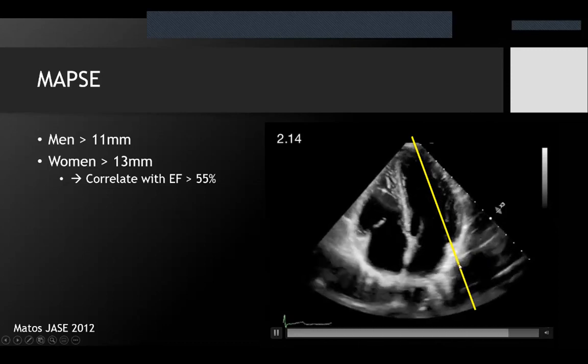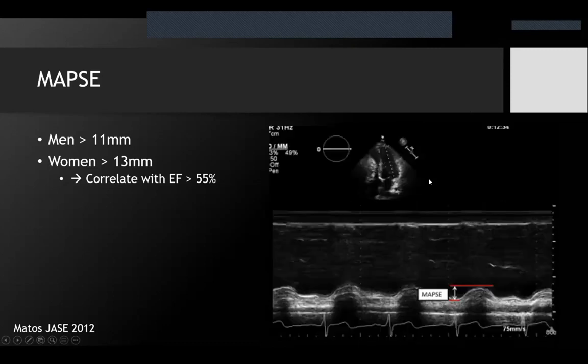But you put an M mode cursor on this mitral annulus, and if you plot this over time, you'll get something that looks like this, where your annulus is down at the end of diastole and then moves up in systole towards the apex, moves back down, moves back up. If you just measure that distance, that will give you your MAPSE, and it's that simple. It's actually quite easy to do as well, and the machine will help you do it too.